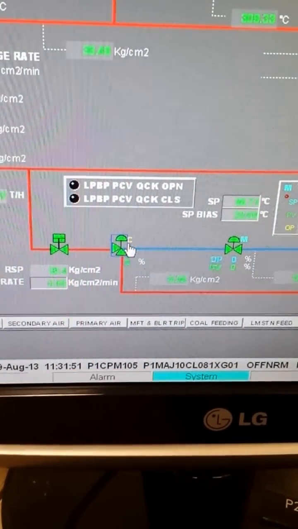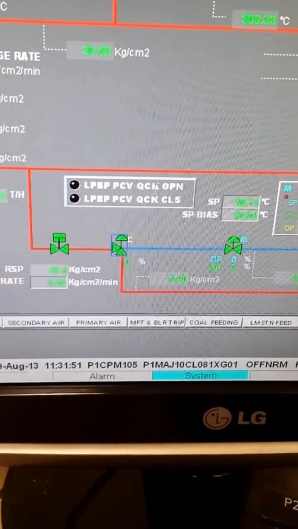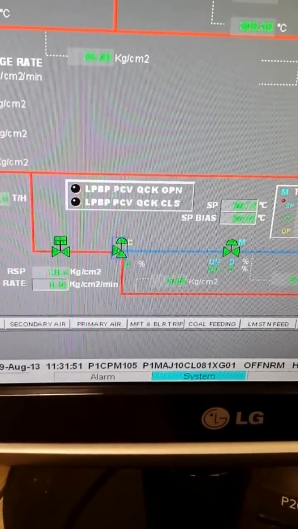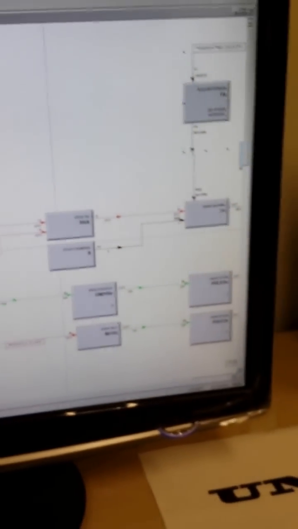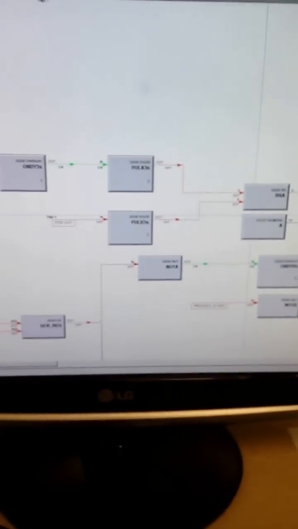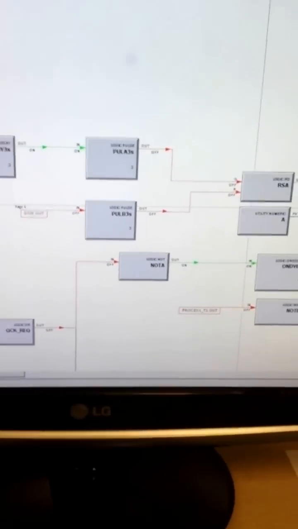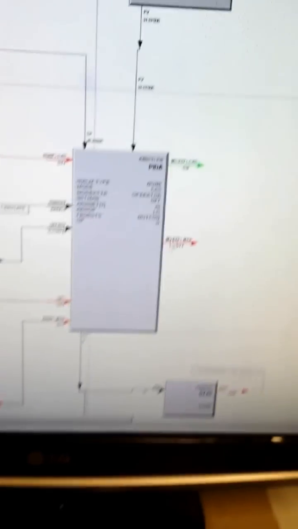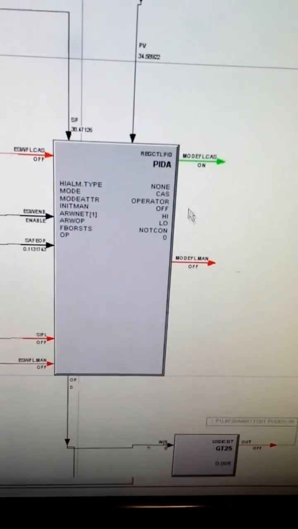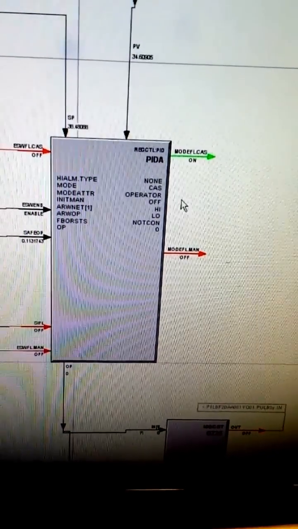So this is an LPBP PCV, that means low pressure bypass pressure control valve. So the logic of this valve is here, this one. This is the logic behind the control valve action. This is the PID, or the proportional integral derivative block.